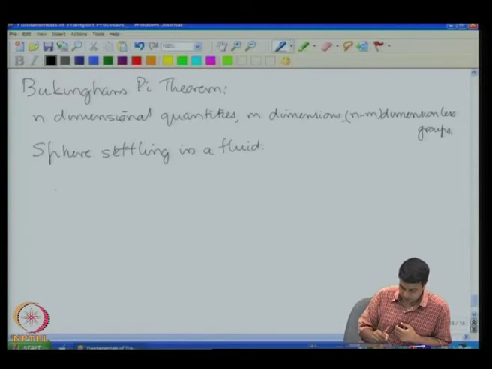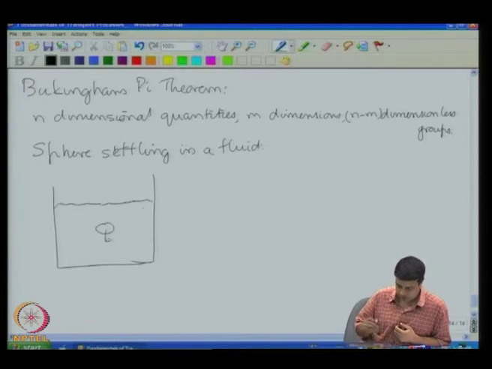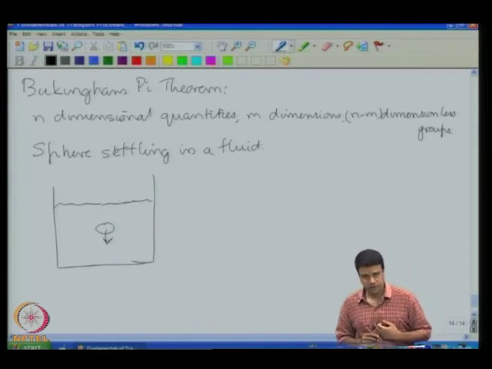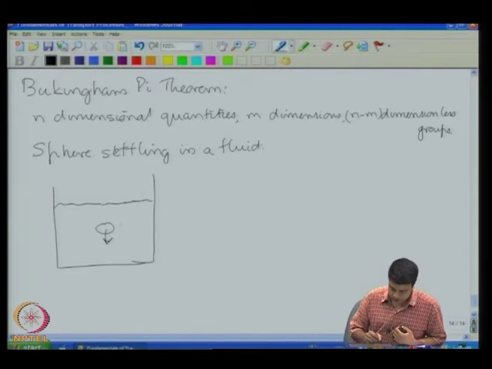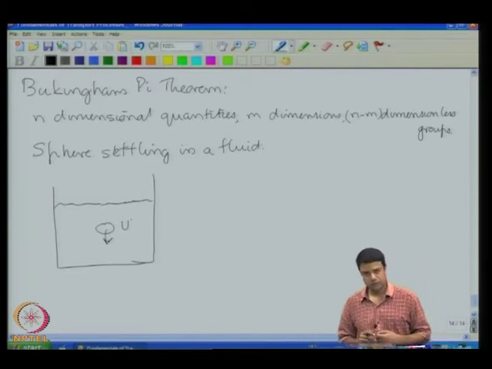Okay. So I have some tank of fluid, and I have a particle that is settling under gravity in this tank of fluid. There is a gravitational force acting on this particle, and my task is to find out what is the velocity u with which it is settling.